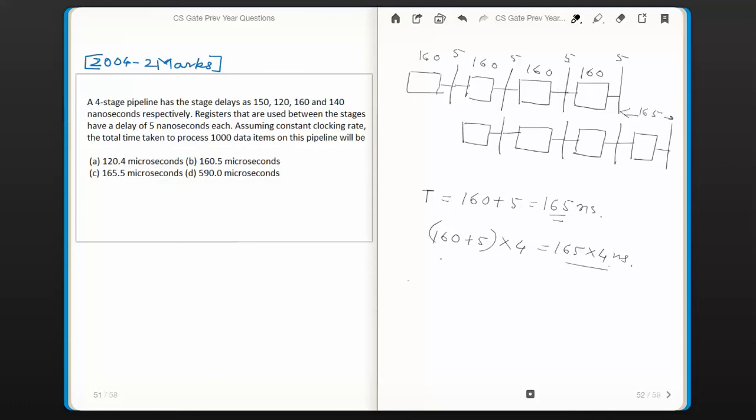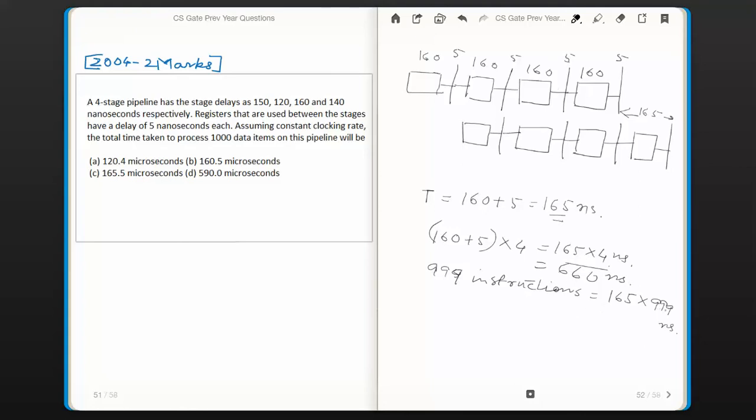So the overall time taken by the subsequent 999 instructions after completion of the first instruction would be equal to 165 into 999 nanoseconds, right? So the total time taken for execution of all these 1000 instructions is the summation of these two values, 165 into 4 plus 165 into 999. So let us calculate this. 165 into 4 is, 4 fives are 20, 2 in hand, 4 sixes are 24, 26, 2 in hand, 4 ones are 4, 6, so 660 nanoseconds. So this is 660 nanoseconds.